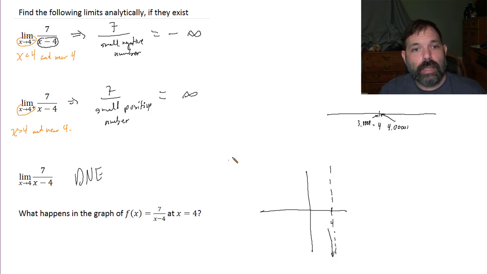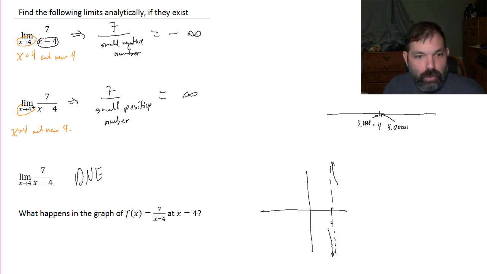However, on the right, the limit is positive infinity, and so I should have something like this on the right. And there's more to the graph than that, but near x equals 4, that is the characteristic of the asymptote. That's the description of the curve near x equals 4. And we can easily verify this with a graphing calculator.